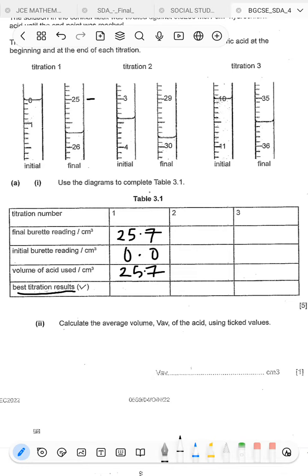Before we can tick any titration as the best, we need to first record all of them, then we can compare them side by side. Now titration 2. The final one, remember, starting with the final, so it's going to be 29.8.